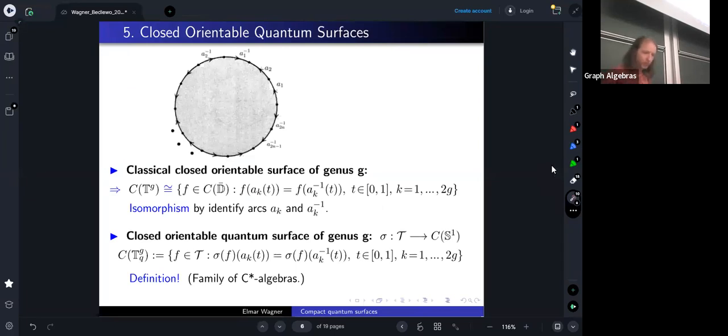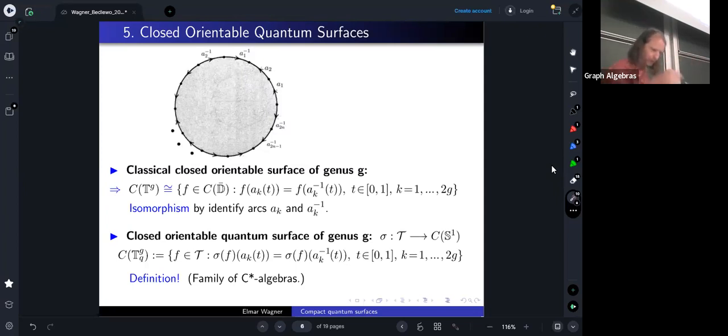Now I wanted to define the closed quantum surfaces. We start with the orientable case. If you look in any book on algebraic topology, you see that there are polygons, and then you assign arcs. These arcs you have to glue, and then you get some space that is homeomorphic to your chosen closed surface. So for the polygon, we can take the circle.